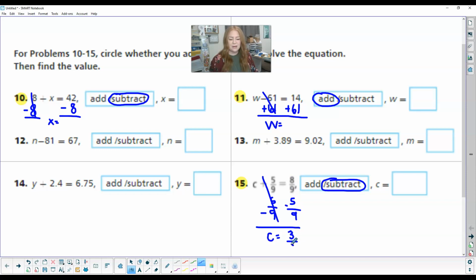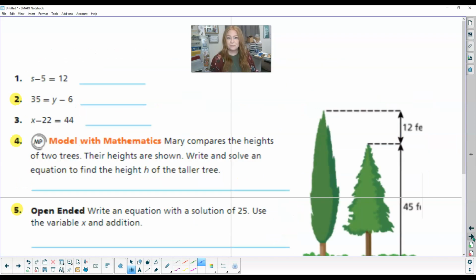And my denominator stays the same, 3 ninths, and we could make that an even better answer, and we could simplify it. So can you think of something that goes into 3 and 9 and divide both of those and see if you can simplify 3 ninths? So what can you divide 3 by and 9 by? Same number, so divide them both, same number. Okay, so go ahead and finish all of 10 through 15. And then we're going to work on page 285.